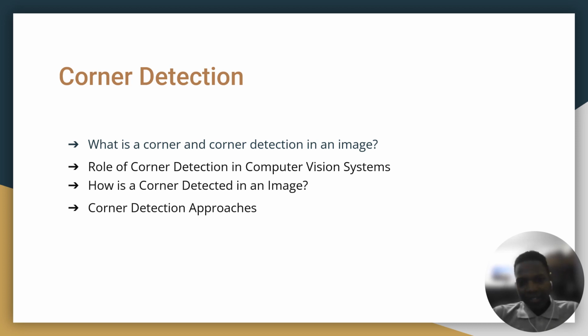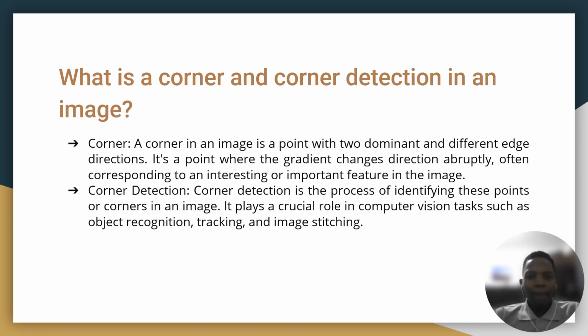And then our next subsection for this presentation is corner detection. Now that we know what edges look like, which are usually, like we said, discontinuities or changes in intensity or color in an image. But what about a corner? What is a corner? What role does corner detection play in computer vision systems? How is a corner detected in an image? And corner detection approaches is what we're covering in our next part of this presentation.